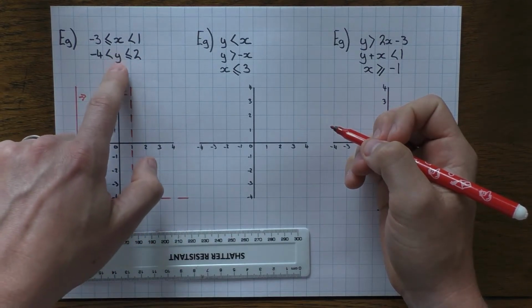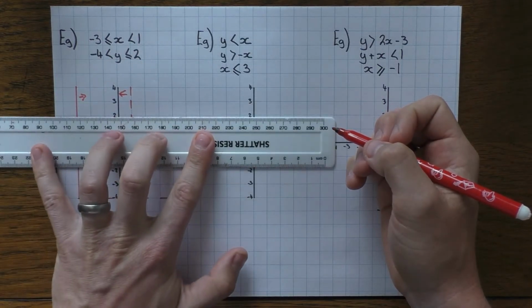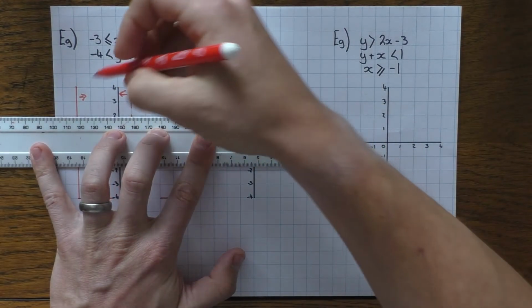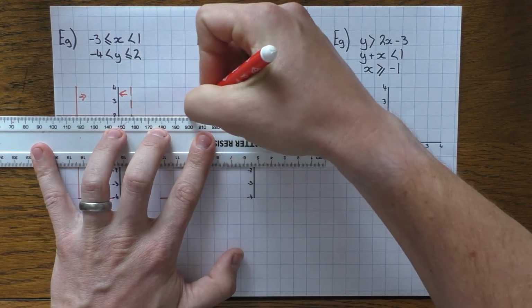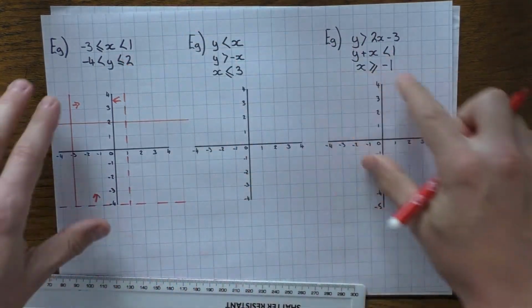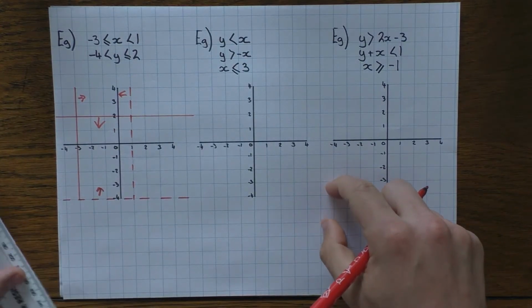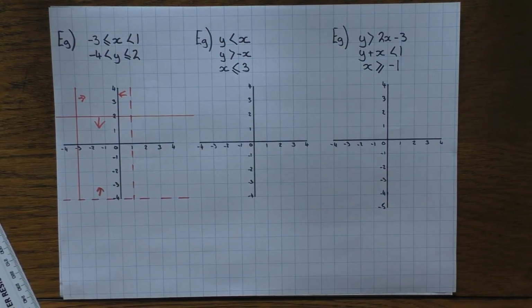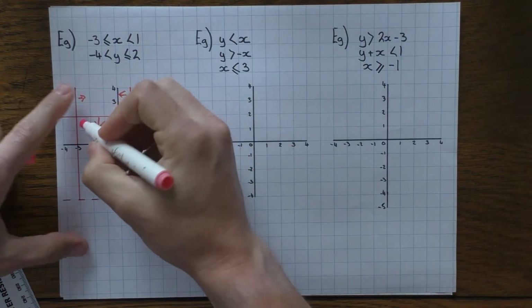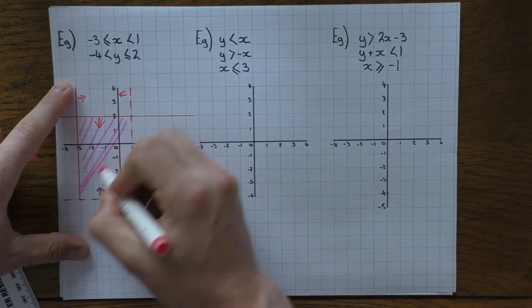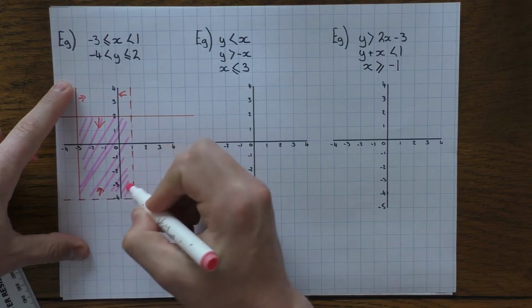And then finally, y is less than or equal to 2. So again, imagine it's just y equals 2. So it's going to be a horizontal line there. Is it going to be solid? Yes, it is, because it's equal to. Okay, and y is less than that, so it's going to be below that line. And you probably already guessed it. The bit that we need to shade in is this rectangle that we've made here. Okay.